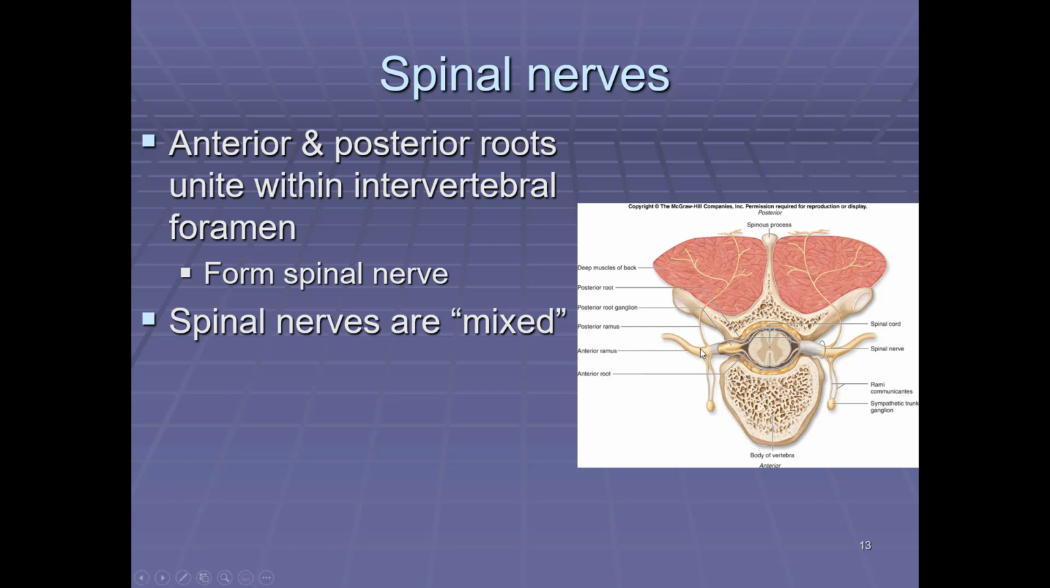And spinal nerves are mixed. Once a nerve is formed, we say it's mixed because it has both sensory and motor axons in it. So that's what we mean by mixed. Technically all spinal nerves are mixed because they contain both sensory and motor. So remember, we're not talking about the roots. The roots are either sensory or motor, but once they form the spinal nerve, it's mixed.